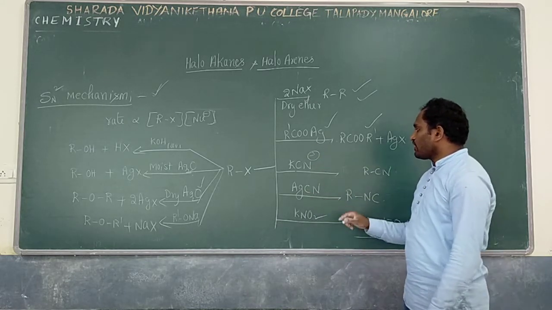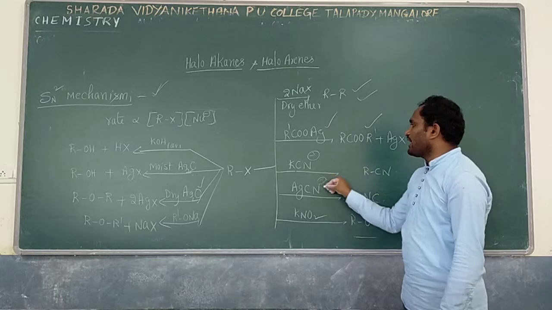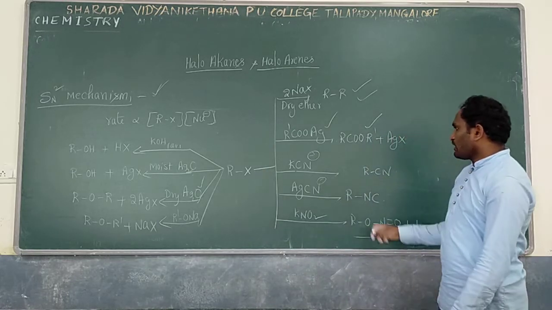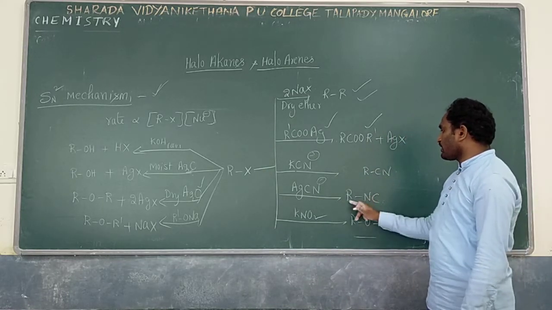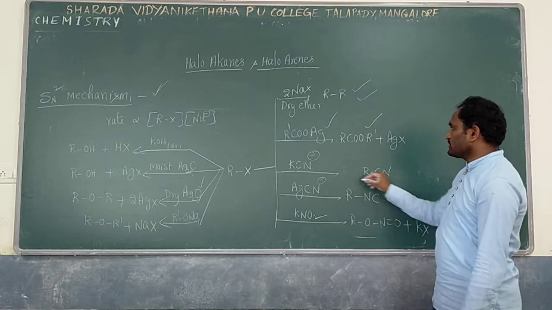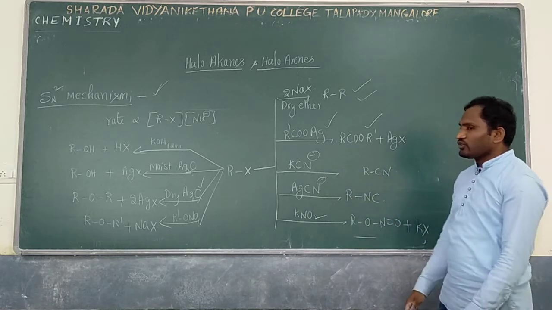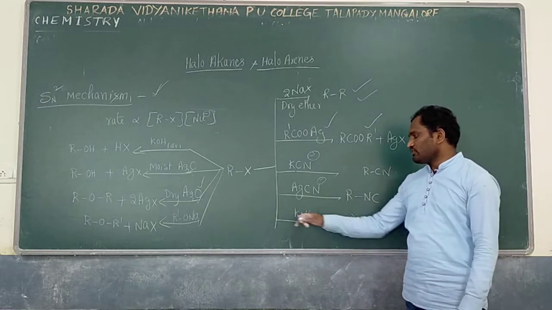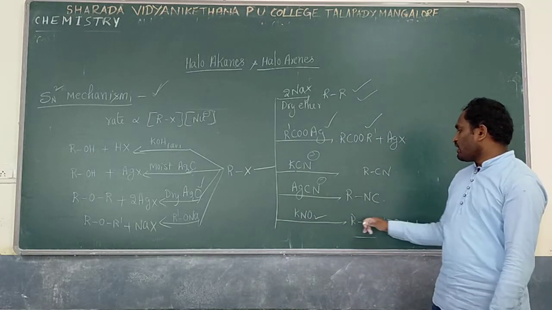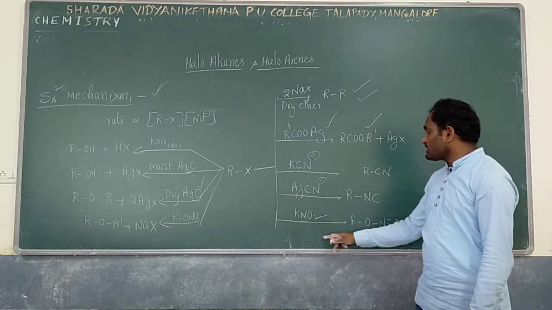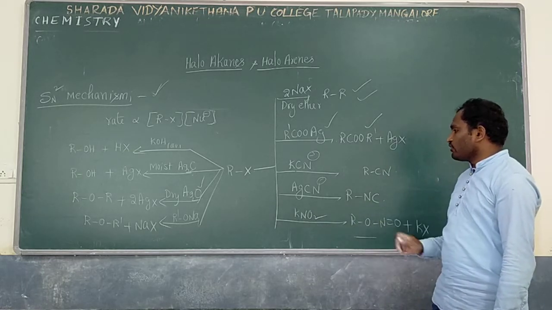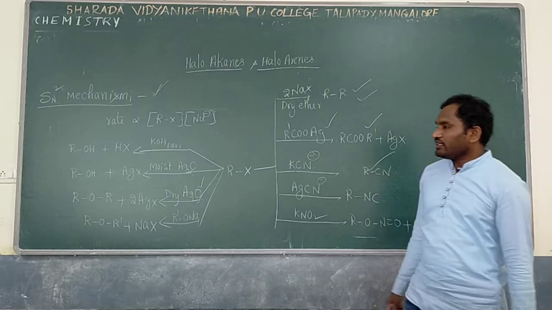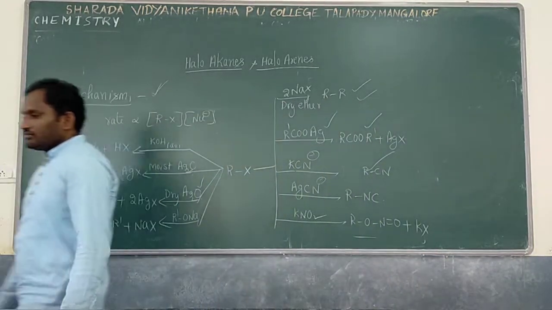AgCN is a covalent compound. Since it is a covalent compound, nitrogen acts as the nucleophile. So here RNC will form. This is also called an ambident nucleophile because two different types of donor centers are there. Even in the case of KNO2, we get RONO. In the case of AgNO2, what do we get? RNO2. These are important chemical properties.